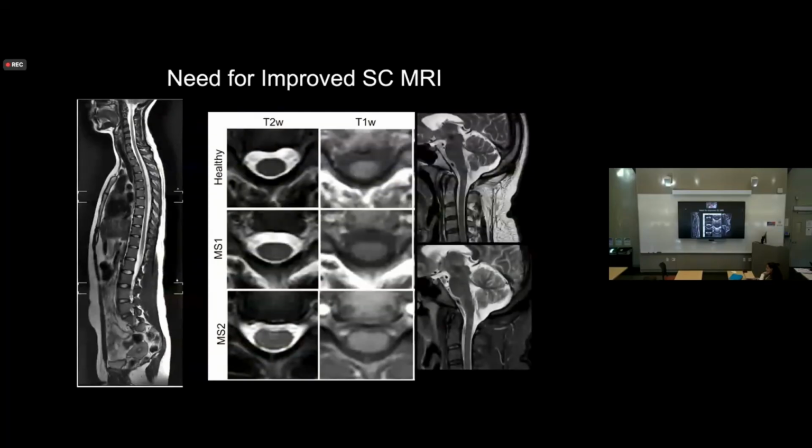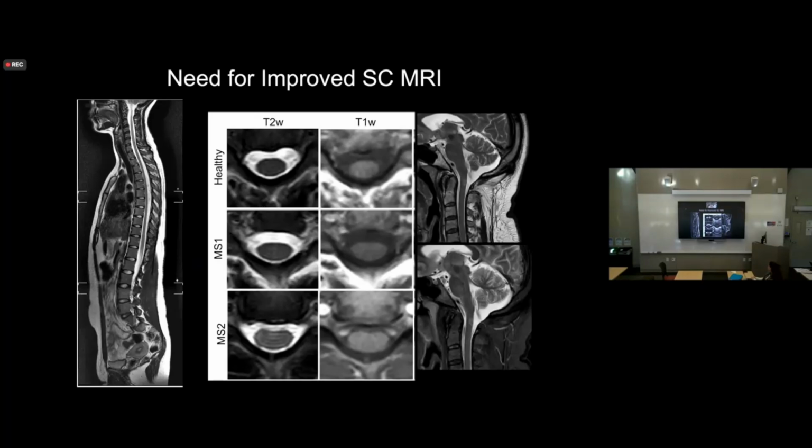So clearly there's a need for improved spinal cord imaging. We can go around to different hospitals and research centers, and we can see good images, we can see bad images. We can see consistently good images, consistently bad images. We can see images that highlight pathology. We can see images that maybe don't highlight the pathology the way that we want. So clearly there's a need for improved spinal cord imaging. Ultimately, that's why we're all here, is to talk about spinal cord imaging.